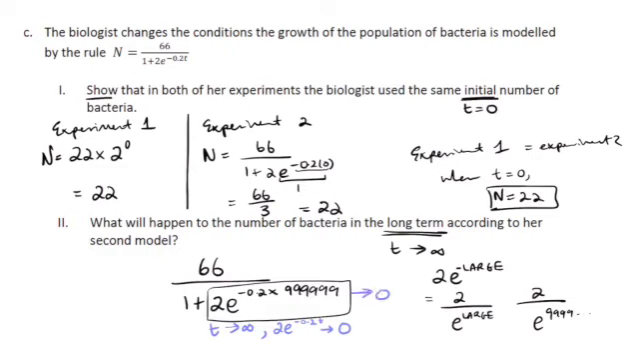Now, if that term is basically 0, what do we have left over? Well, all that's going to be left over is 66 on 1, which is 66. So what does that tell us? It tells us as time gets closer and closer to infinity, as in the long term, then our number of bacteria is going to get closer and closer to 66.